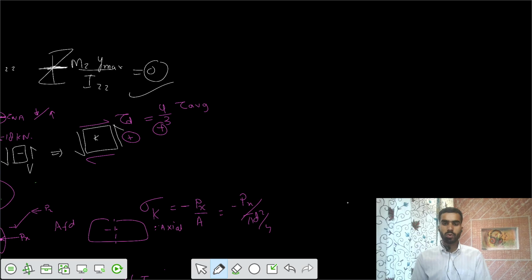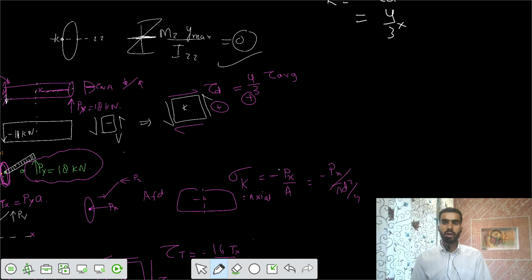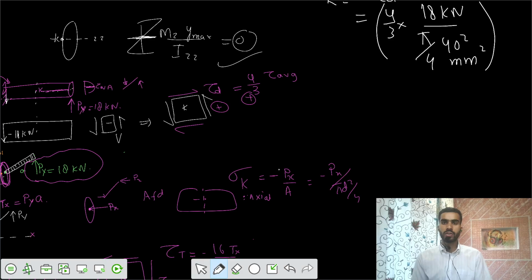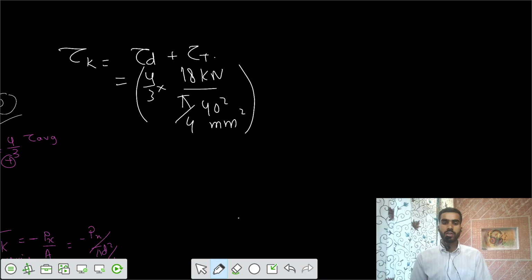If I write the total tau at K, that is tau D plus tau T. So tau D is 4/3 tau average. The value of tau average is the shear force V, which is 18 kilonewton divided by pi by 4 d square. So you get this value of direct shear stress here, and then the effect of torsional shear stress.